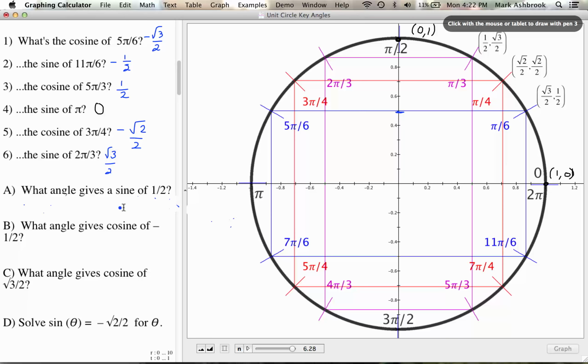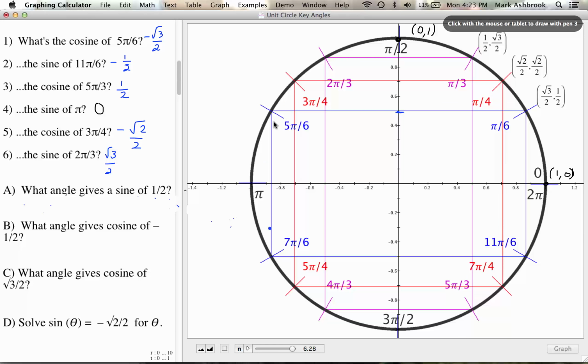Okay, for the sine of 1/2, we're looking at a vertical distance above the horizontal diameter of 1/2 radius length, right? 1/2 radius length, or that fraction of a radius. And we see for sure that this angle pi over 6 has a y-coordinate of 1/2. But then if you notice, come over here to 5 pi over 6. So given a vertical distance above the horizontal diameter, there's often 2 points that will have that sine. So that gives us 2 angles, pi over 6 and 5 pi over 6.